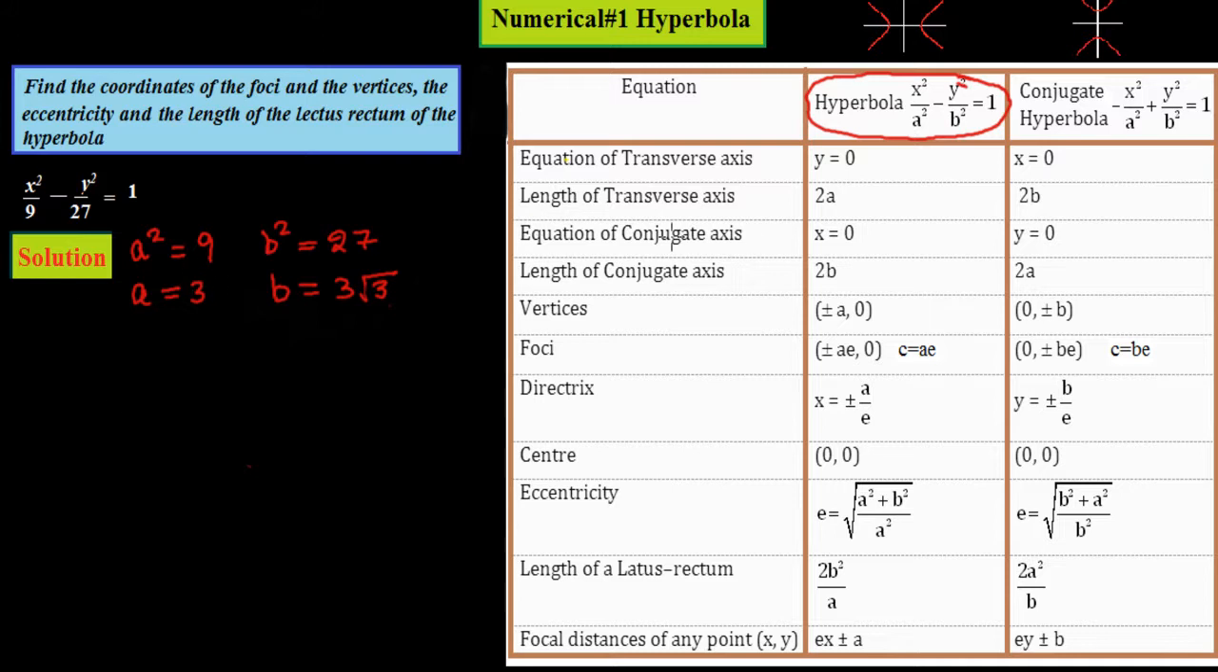Now first of all, we have to find the coordinates of the foci. The coordinates of foci you see here are plus minus a comma 0, where a is equal to c. So we have to find out c first. How will we get c? In my previous video, I explained the relationship between a, b and c.